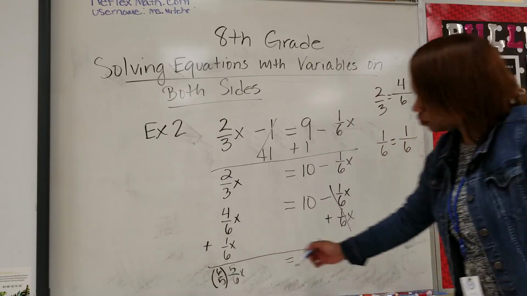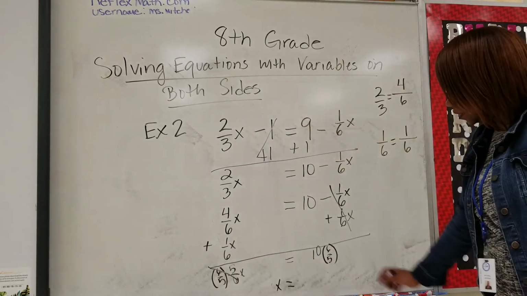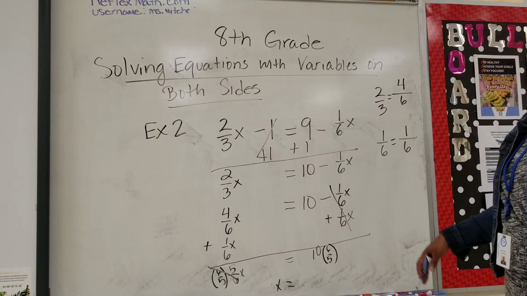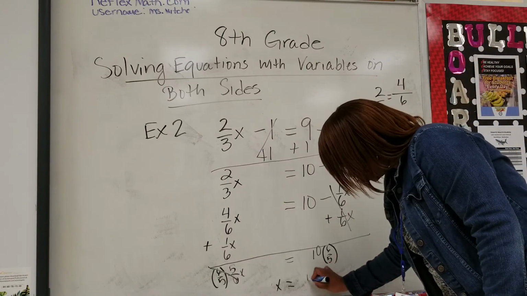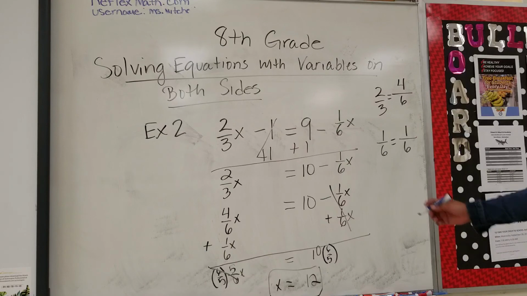All right, so these cancel out and we're left with x. And 10 times 6 will give us 60 over 5. And when we divide that, we get 12. So here, x will be equal to 12.